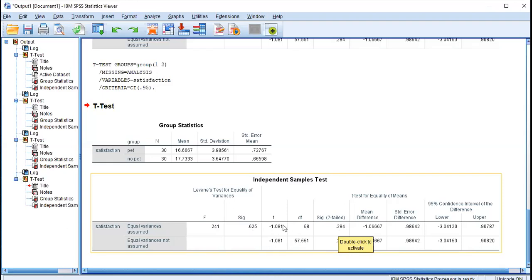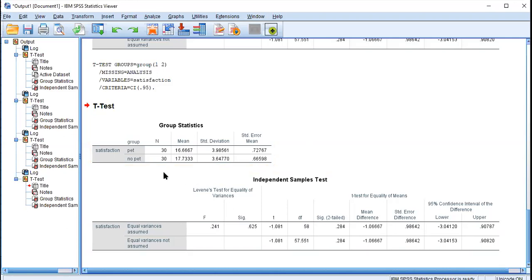Now coming to the value of t, it is 1.081. Remember, I'm saying it is 1.081, not minus. The reason is that the means we have got for pet and no pet are 16 point something for pet and 17 point something for no pet. Since there is very little difference here, but the numerator happens to be smaller than the denominator, the value is negative.